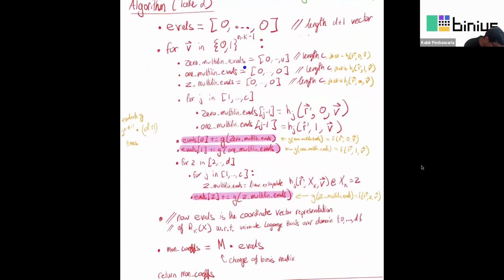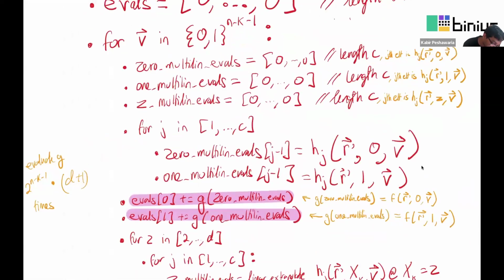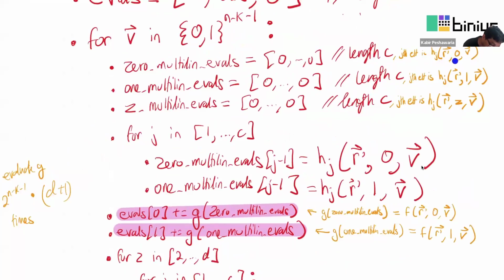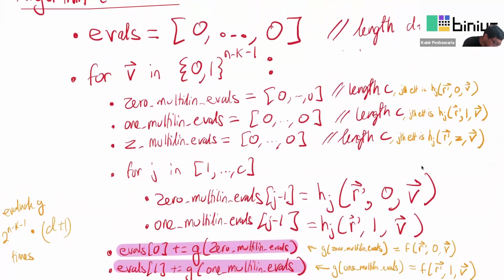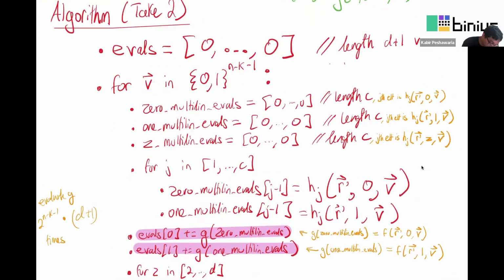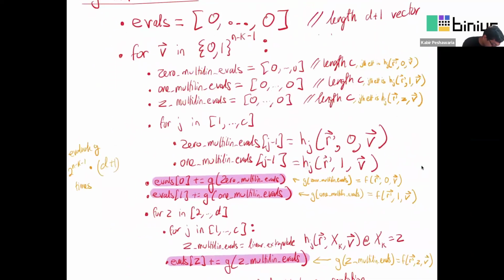So we initialize arrays of length c for 0 multilin evals, 1 multilin evals, and z multilin evals, where the jth element is going to be equal to this: r prime 0 v, r prime 1 v, r prime z v. Recall r prime is fixed because that was already fixed from previous Sumcheck rounds. v is fixed because we're processing a specific vertex right now, inside this loop. So this xk variable is the only thing that's changing. For each multilinear, we populate it by evaluating that multilinear at the desirable point, depending on what the array is supposed to do.